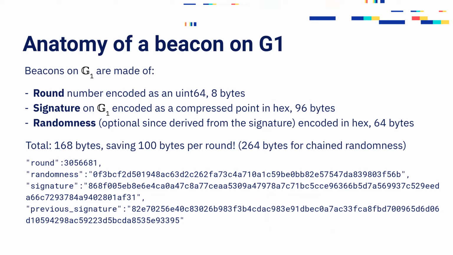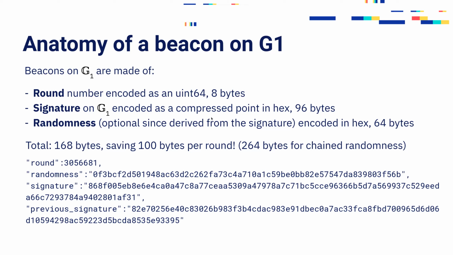And again, the different beacons on G1 are exactly the same as on G2, except here we only gave an unchained mode, so we don't really need to care about the previous signature for the ones on G1, because we haven't launched a network in chain mode on G1, not yet at least. Nobody asked us about it, and it seems like users are happy with unchained randomness. So a beacon on G1 would be just a round number, same size as on G2.